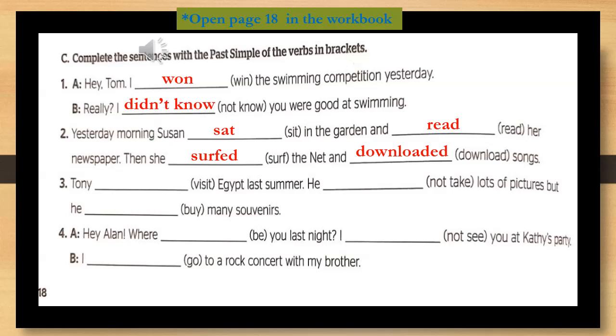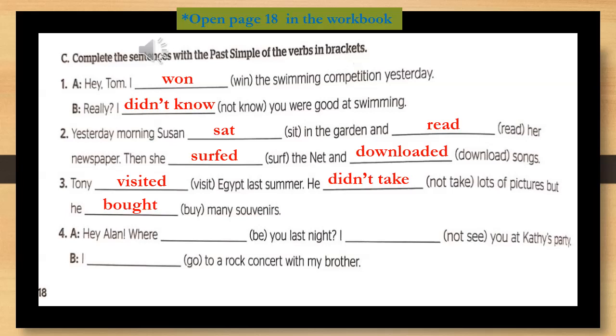Number 3. Tony visited Egypt last summer. He didn't take lots of pictures, but he bought many souvenirs. So it will be Tony. What's the past of visit? Visited. You will just put ed. Egypt last summer. He didn't take. It will be what? He didn't take lots of pictures, but he. What's the past of buy? Bought. But he bought many souvenirs.